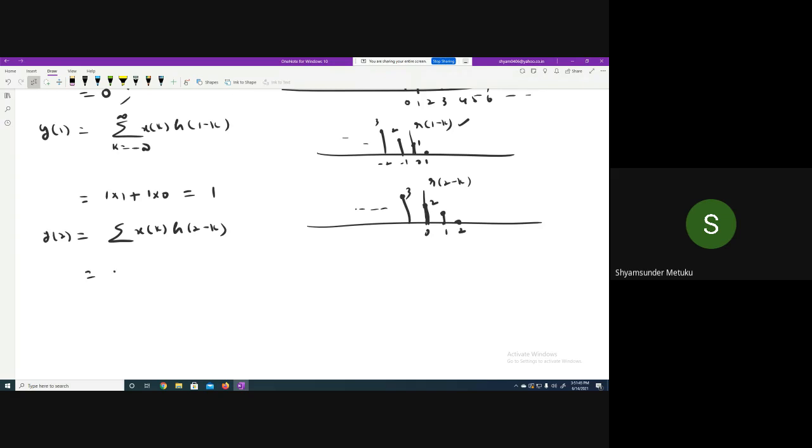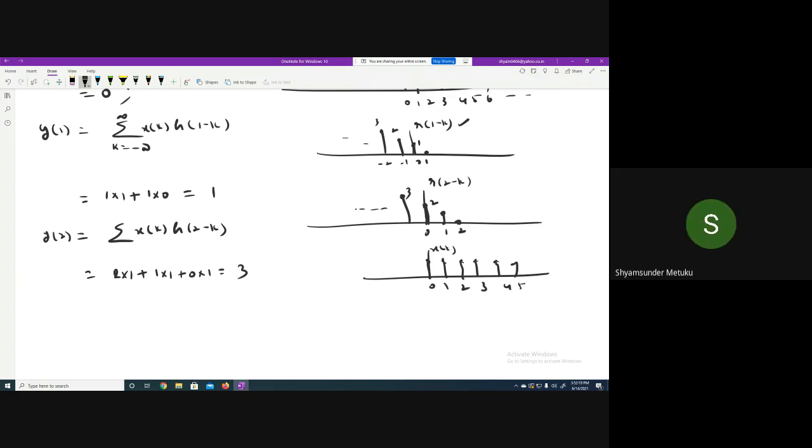It will be 0 into 1, plus 2 into 1, plus 1 into 1, plus 0 into 1. No, 3, sir. This is my unit step sequence, no? It will continue. This is my x of k. 2 into 1, 1 into 1, 0 into 1. You get 2 plus 1, total 3 you will get.